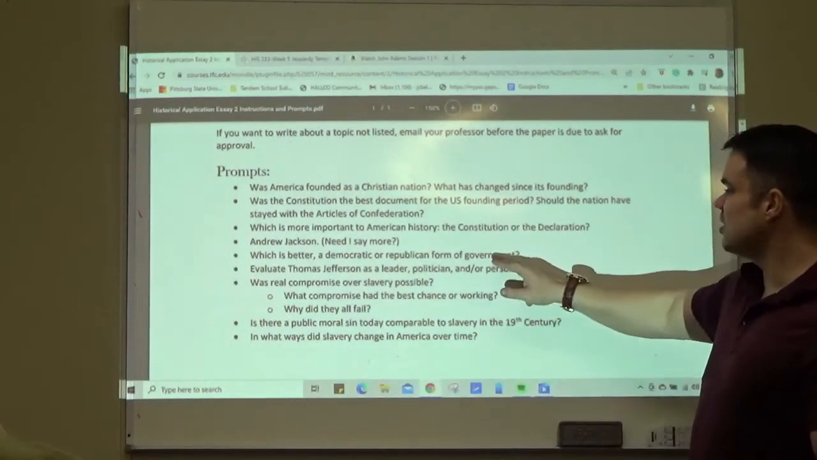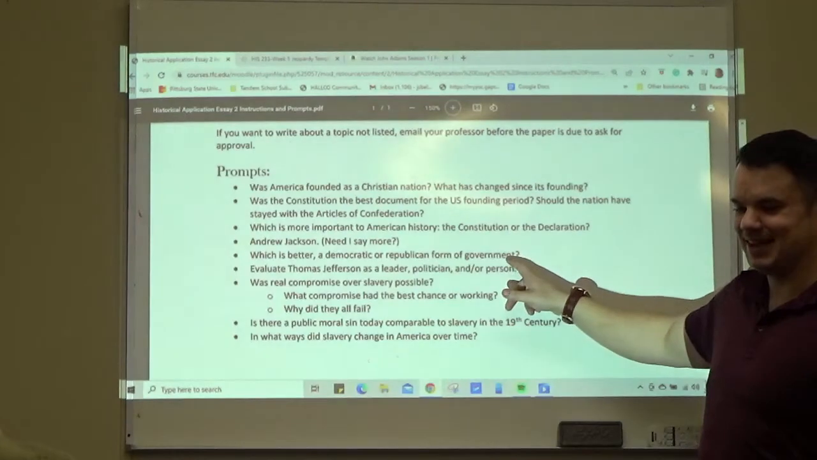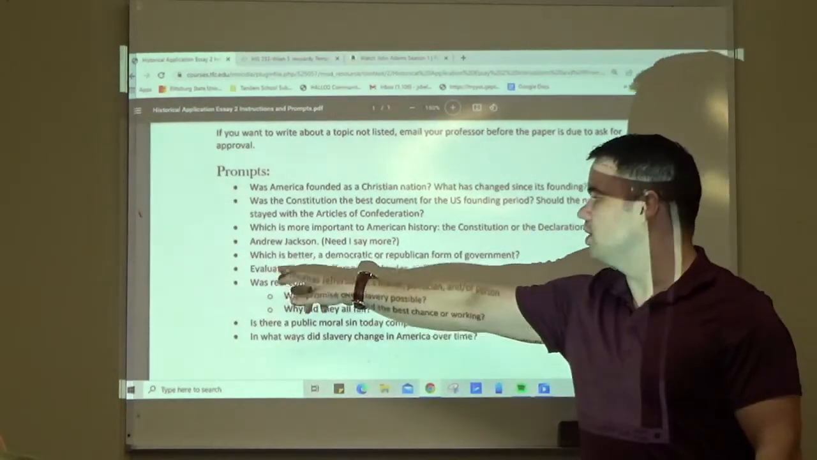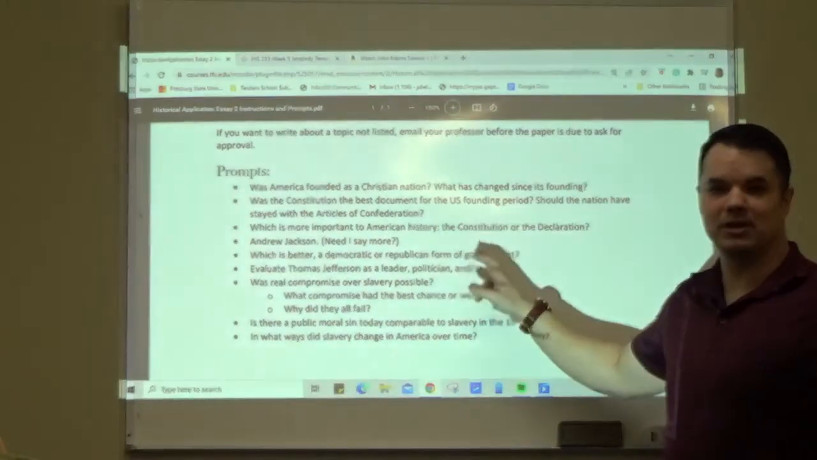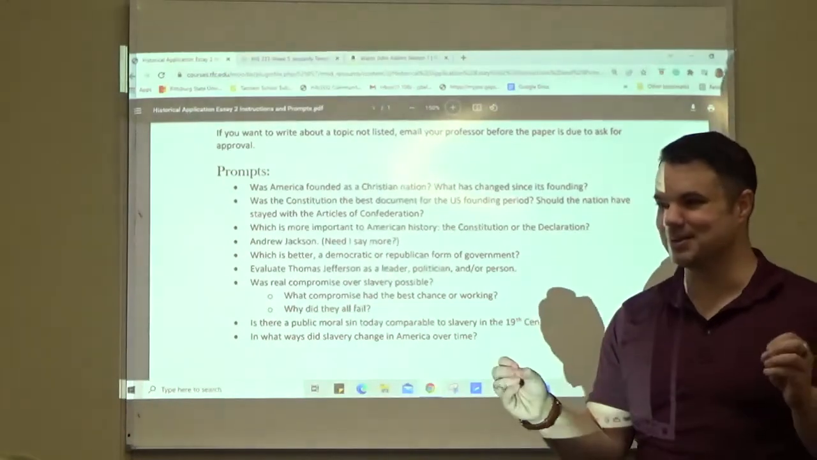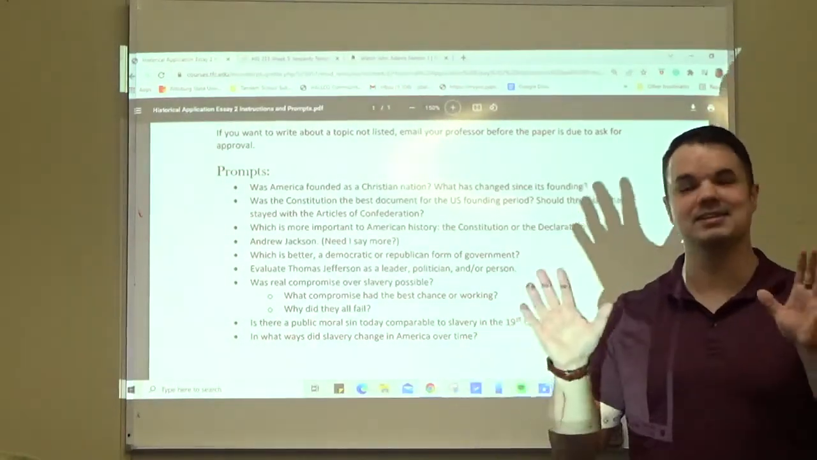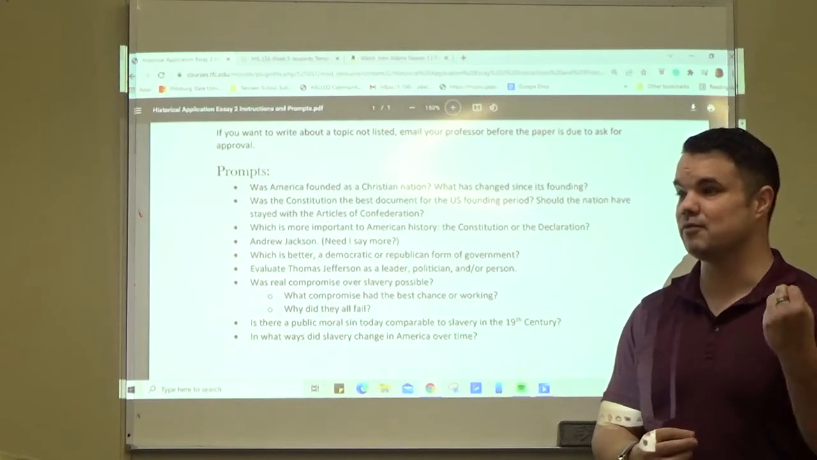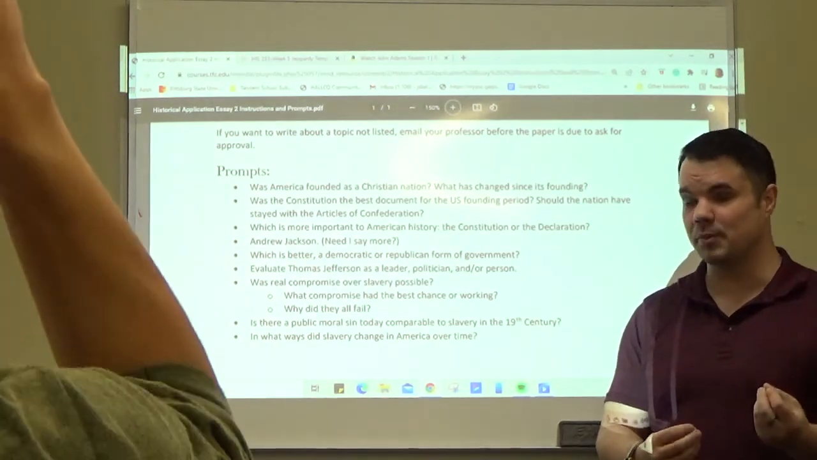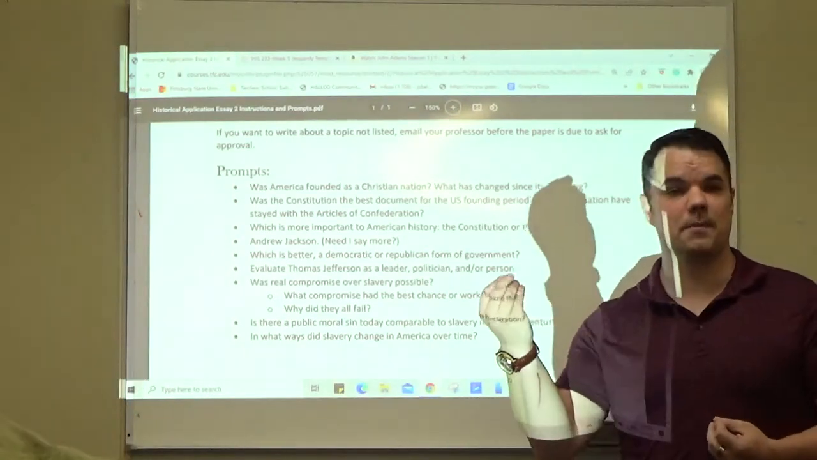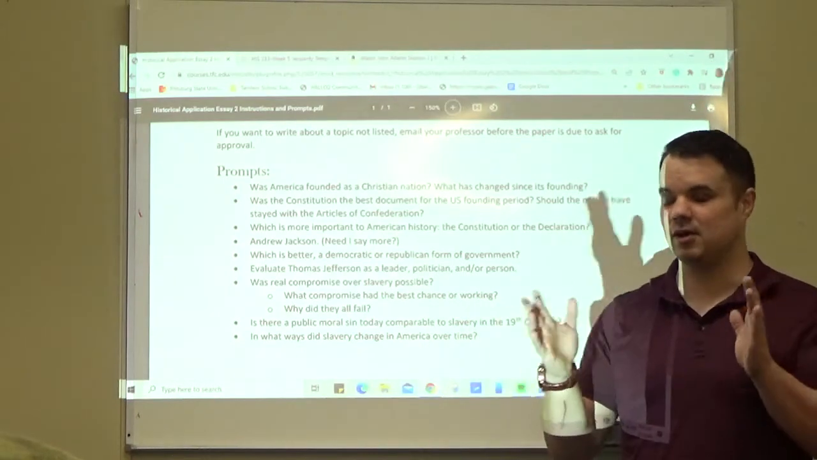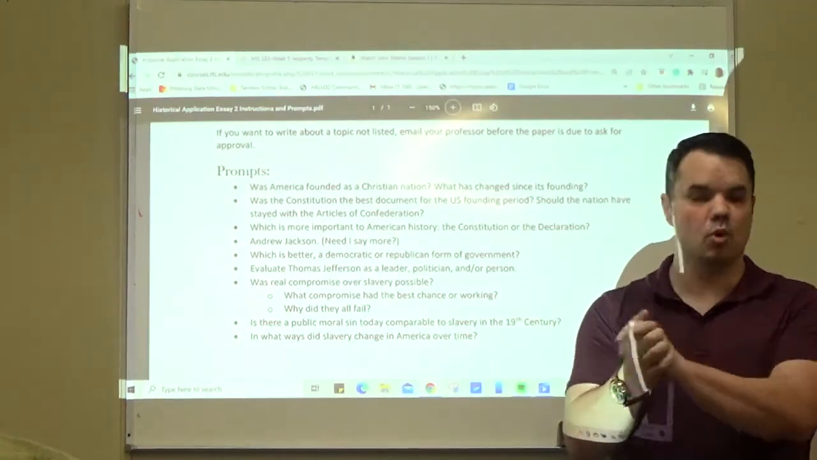Okay, now, I want to talk about this question a little bit because we had a student last year who made this mistake, and I want to emphasize this. When this question says which is better, a democratic or Republican form of government, it is not asking who's better, the Democrats or the Republicans. That's not what this question is asking. It is asking, is a democracy, which came from Greek ideals, a direct democracy where people have the power, a better form of government, or is a republic, where we elect representatives to represent us and vote for us, a better form of government? If I had to ask, what are we really more of?